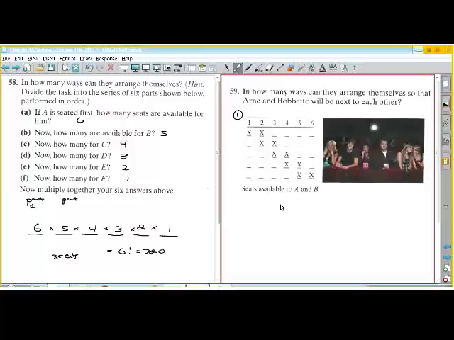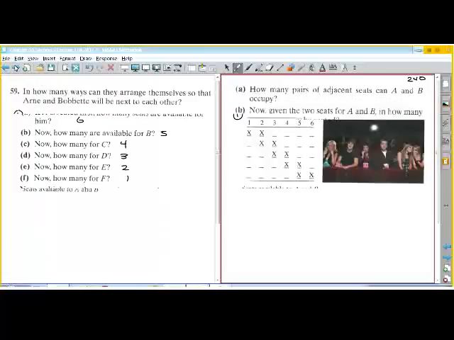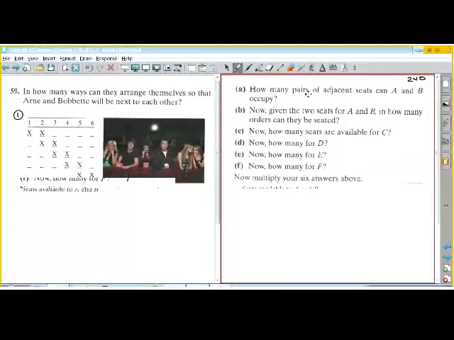Well, I can stick them in seats 1 and 2. I can stick them in seats 2 and 3, 3 and 4, 4 and 5, 5 and 6. So how many different ways can I put them together? 5, right? So the first step, I don't know if they ask questions on this one. Let me go to the next page. They might ask questions. Yeah. So how many pairs of adjacent seats can they occupy? Well, the answer is 5.